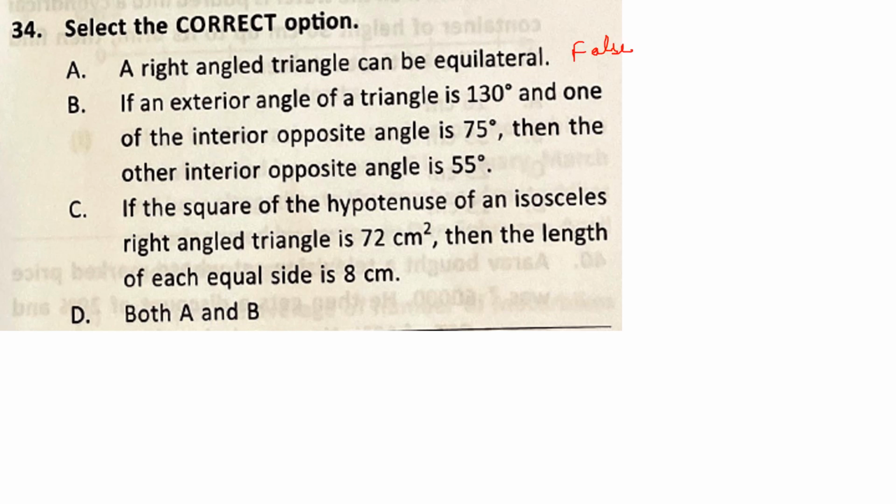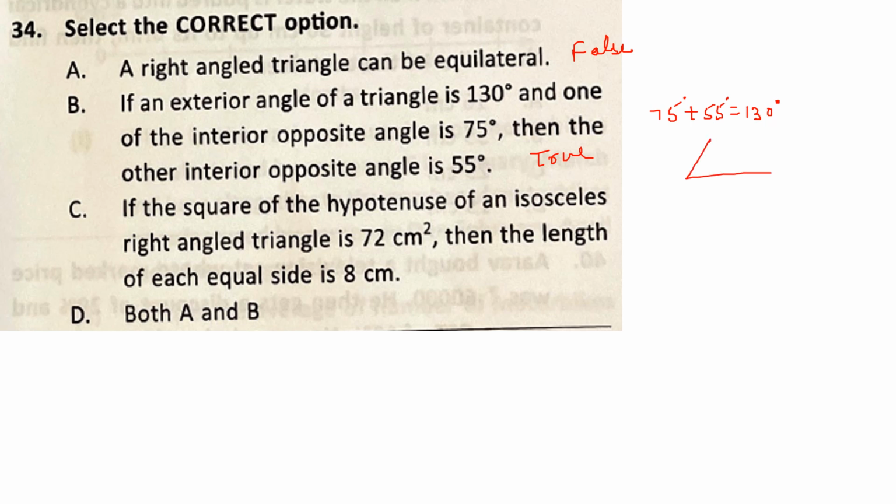Now the second statement. If an exterior angle of a triangle is 130 degrees and one of the interior opposite angles is 75 degrees, then the other interior opposite angle is 55 degrees. We know that the exterior angle is equal to the sum of the interior opposite angles. If I do the sum 75 plus 55, I am getting 130 degrees. So 75 degrees plus 55 degrees is giving 130 degrees. So this is your true option.